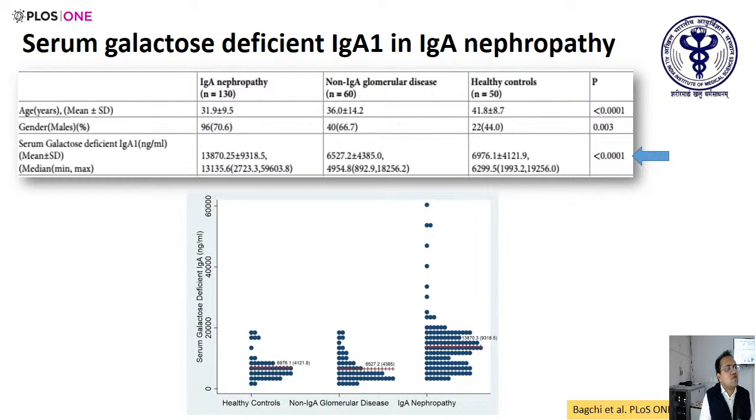So the levels of galactose deficient IgA were compared in the 3 groups. It was seen that there was a significant difference with regard to the galactose deficient IgA levels. It was significantly high in IgA nephropathy patients. It was 13,870 as against 6,500 in other glomerular diseases and around 7,000 in controls.